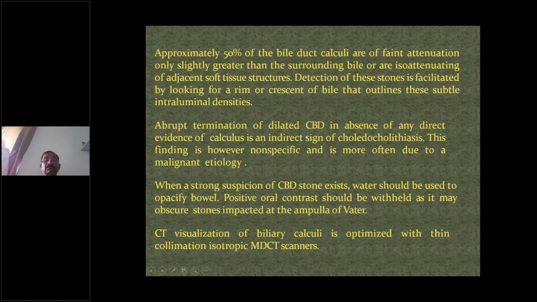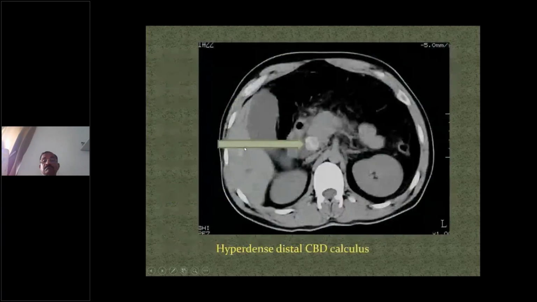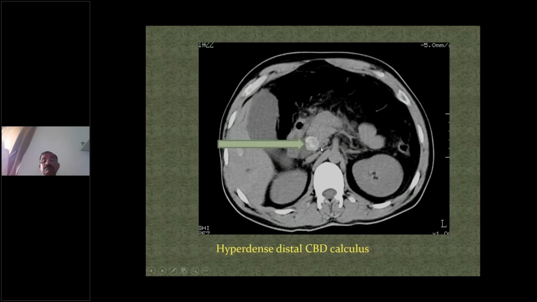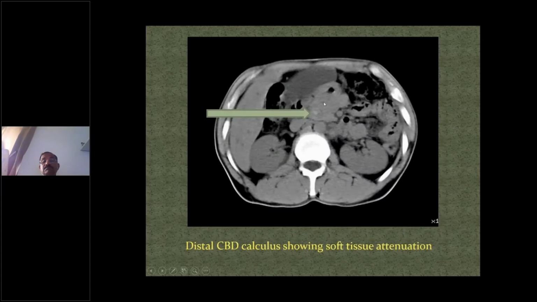Another indirect sign is abrupt termination of a dilated CBD without any direct evidence of calculus. But this is more commonly seen in malignant pathologies and much less commonly in stone disease. So these are different CT pictures which show the variable attenuation of the distal CBD. This is quite a hyperdense distal CBD calculus. This is almost equal to the density of surrounding soft tissue structures.